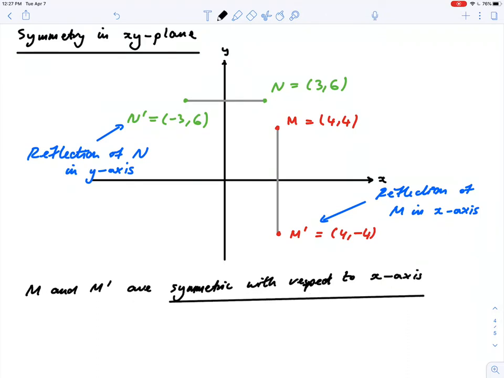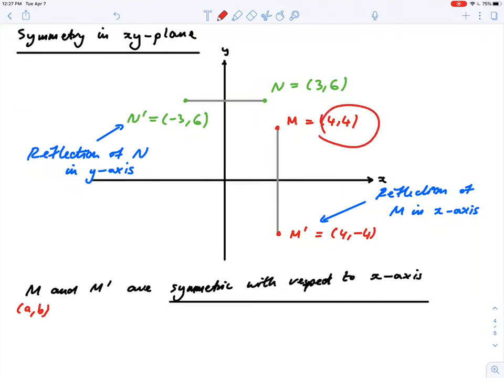Makes sense, right? They're kind of symmetric with respect to the x-axis. And what's the general setup? Well, I might as well do this in general for you. If I had (a, b) as my M prime, just looking at these we can see what happens. The x stays the same, but the y becomes negative. So that's what happens in coordinates.